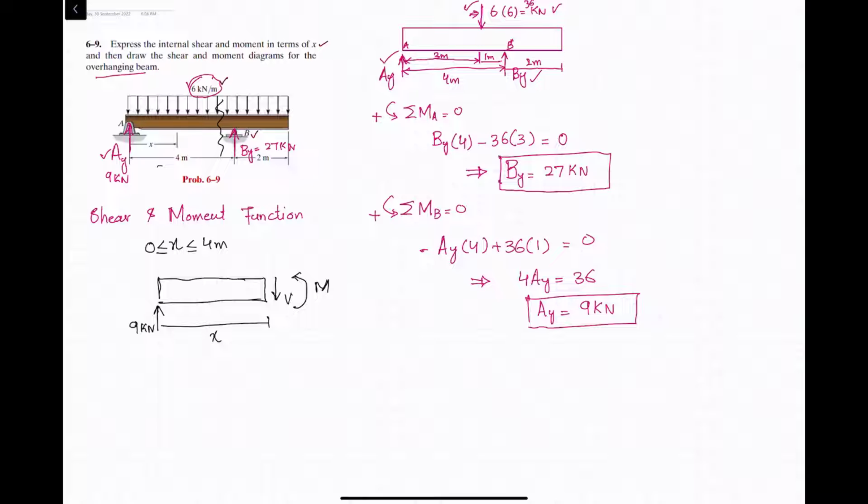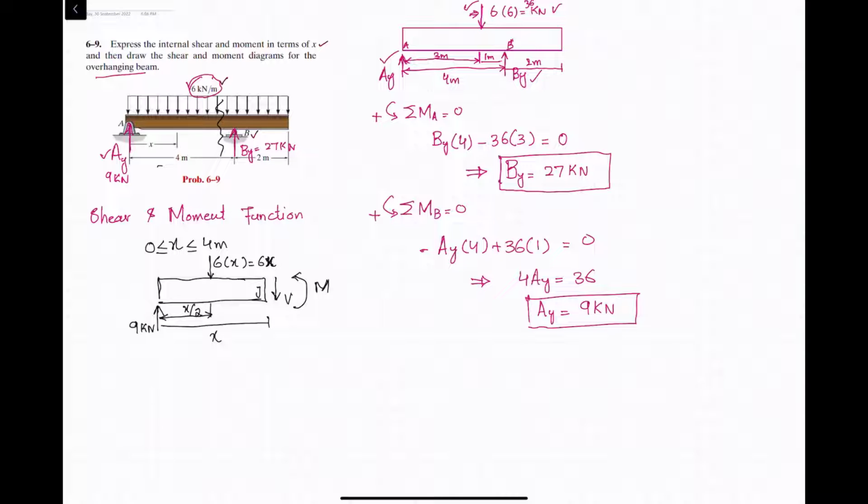Now there is a distributed load acting over the length of x. So we will convert this 6 into distance x. Clear. And it will be acting at the mid. So this load will be equal to 6x kilonewton. This will be in kilonewton. It will be acting at the mid of this beam. So this is x, so it will be x by 2. Let this point be point J.